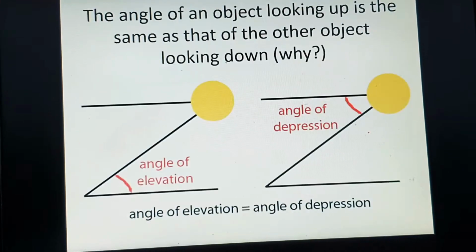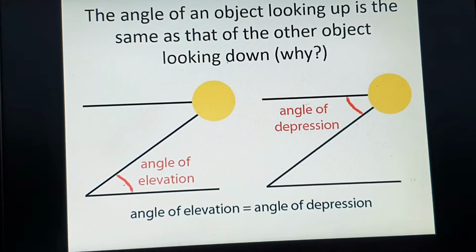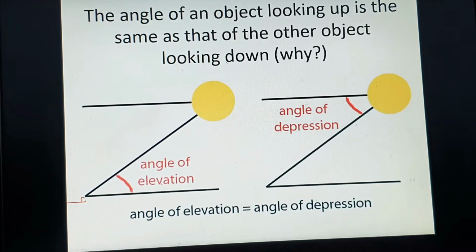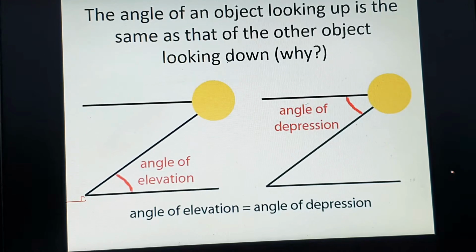I've already talked about this. The angle that it takes for you to look up at something is the same as the angle it takes for the same object to look down back at you. So this Z shape means the angle of elevation is equal to the angle of depression in the same scenario.